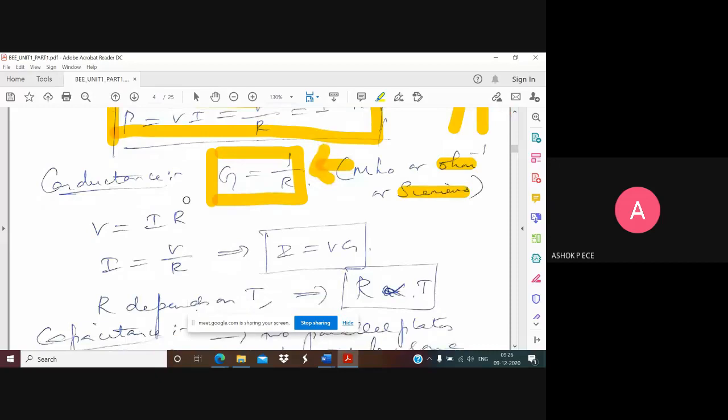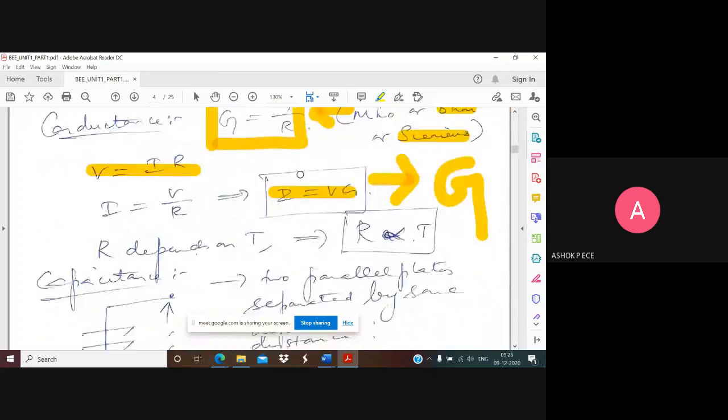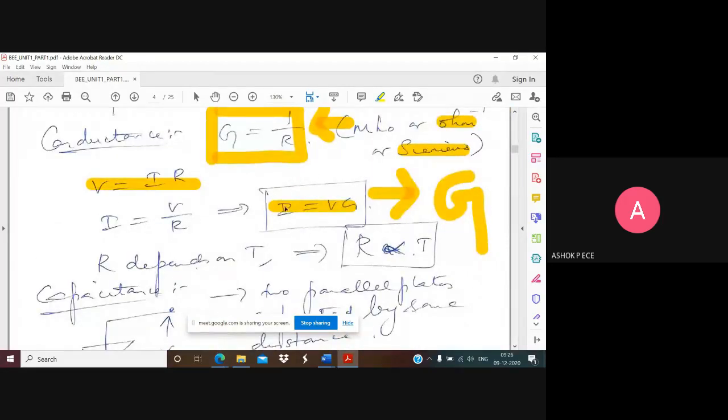So how to rewrite Ohm's law in terms of conductance? You know V is equal to IR. I need to bring 1 by R somehow. So bring this R to the other side. So I is equal to V by R, or I is equal to VG. So I is equal to VG is the modified form of Ohm's law in terms of G. V is equal to IR is the actual Ohm's law in terms of resistance R. So this is the modified form of Ohm's law in terms of conductance, I is equal to VG.